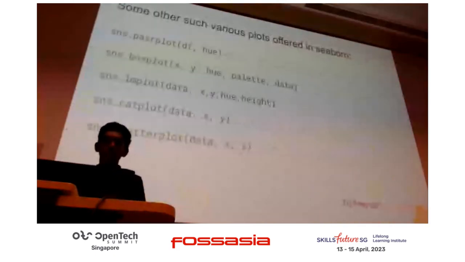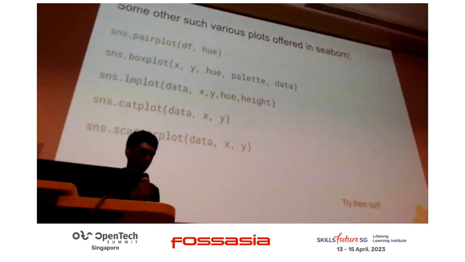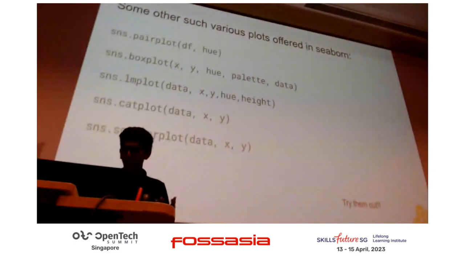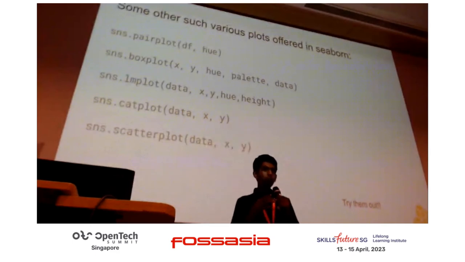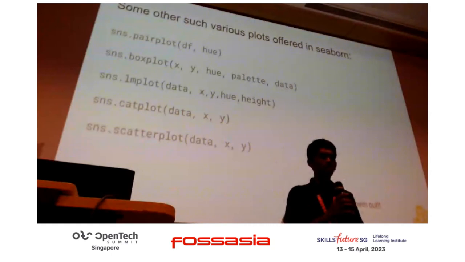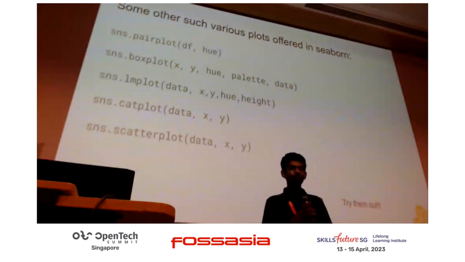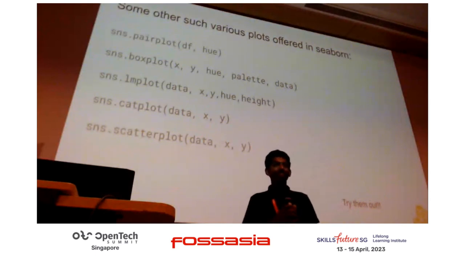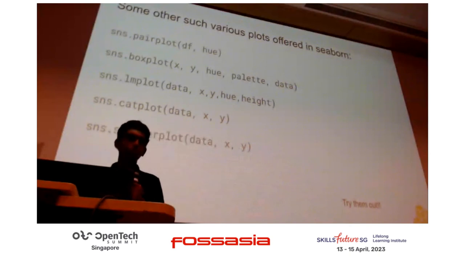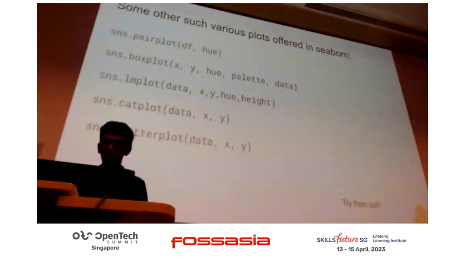That regression plot is one of the various plots offered by Seaborn. Other plots include the line plot, pair plot, box plot, cat plot, and scatter plot. There are a lot of different types of graphs, but what's important is that you choose the right graph to visualize certain data. Let's say you want to show the distribution of data over time, you use a scatter plot, and a regression plot to predict the trend of data. And there's a lot more.